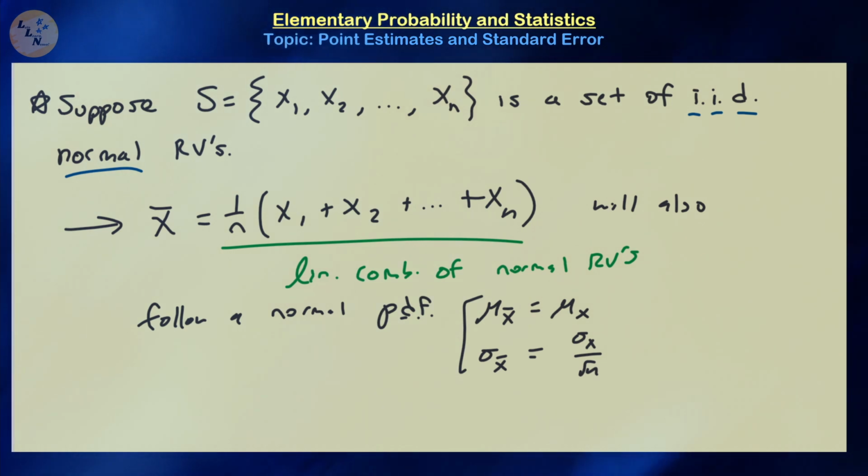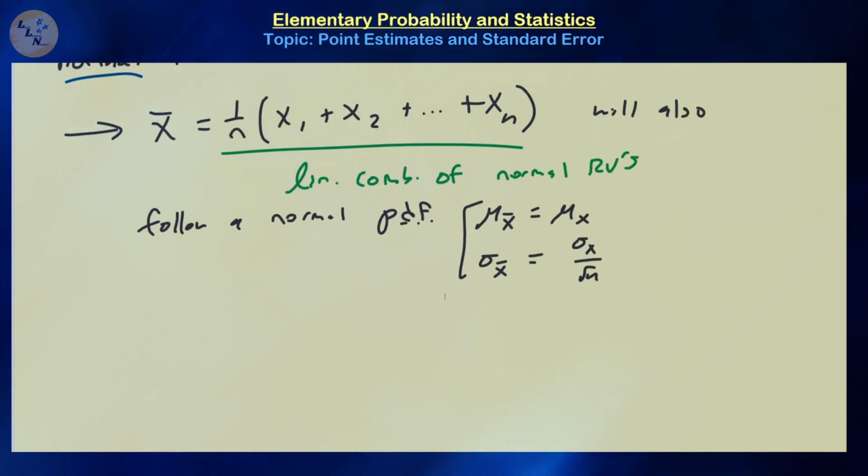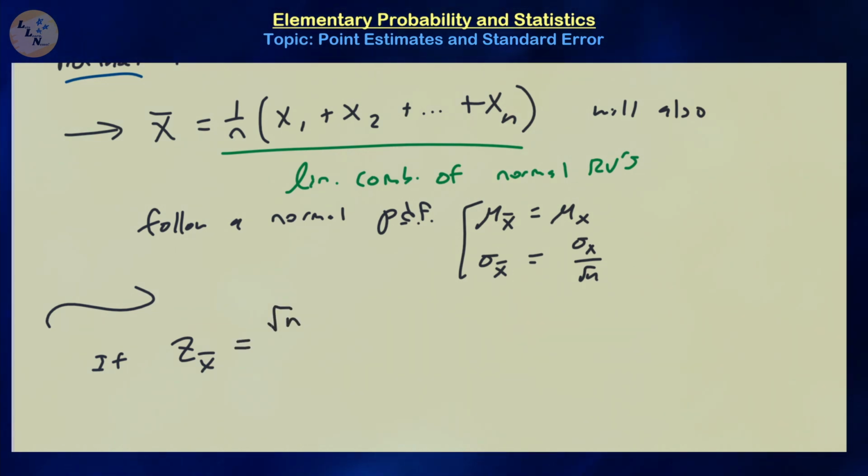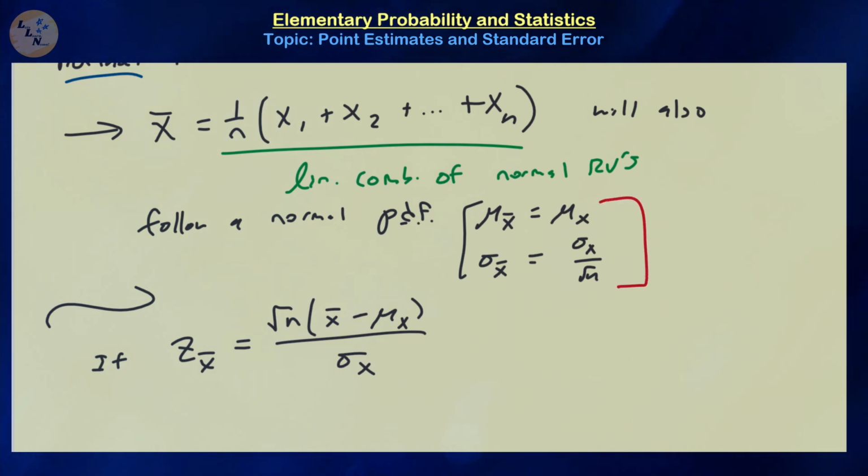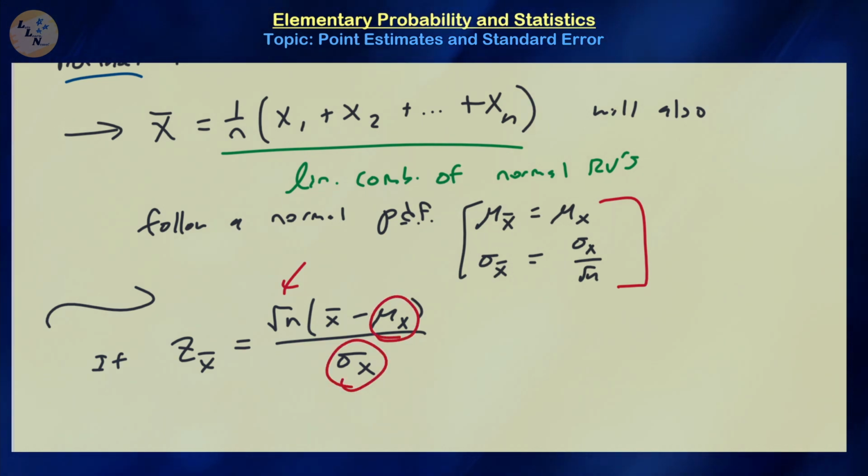Now, if x bar is a normal random variable, then we can actually get another result. So if Z x bar is defined to be equal to the square root of n times x bar minus mu x divided by sigma x, which is the z-score for x bar using these particular two properties, and that's pretty much where the square root of n came from. And keep in mind, this is mu x and sigma x, not mu x bar and sigma x bar, right? So make sure you work out those details if you haven't already done so.